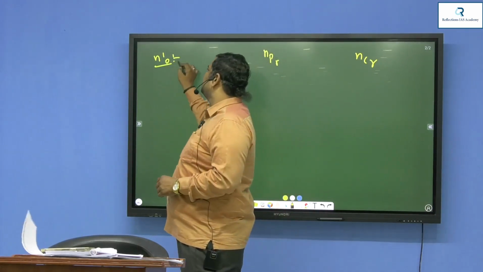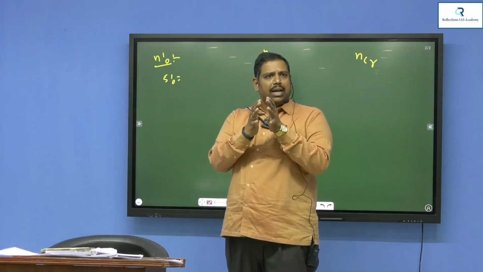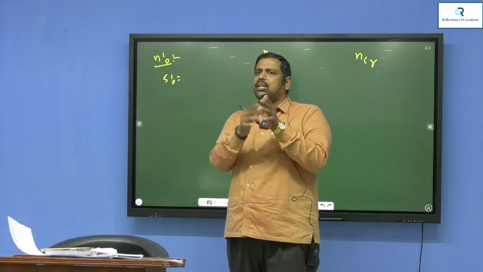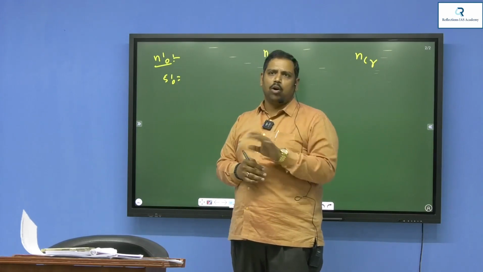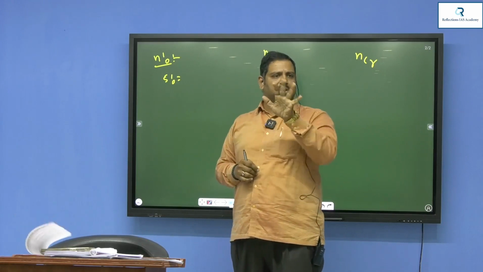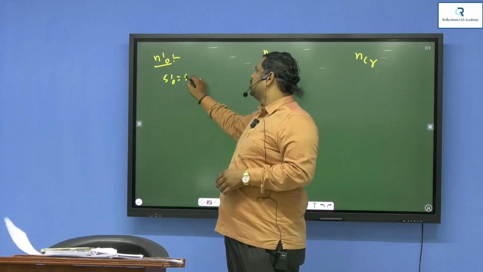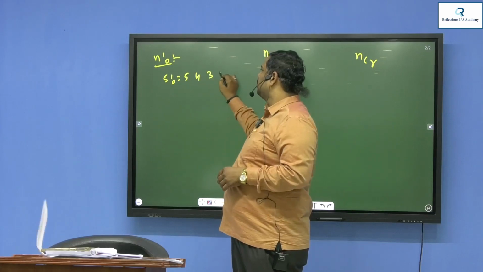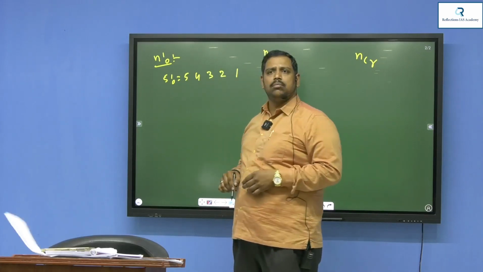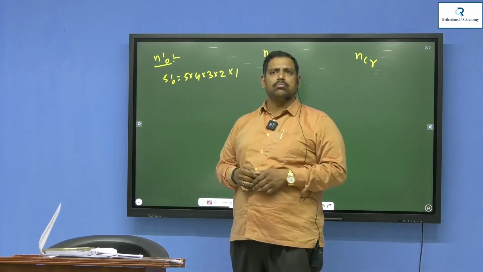n factorial means, suppose you have 5 factorial, you should start at 5. Every time you have to reduce by 1 until you get 1. So 5, reduce by 1, 4, reduce by 1, 3, and so on up to 1. Multiply all the numbers. This is known as 5 factorial.